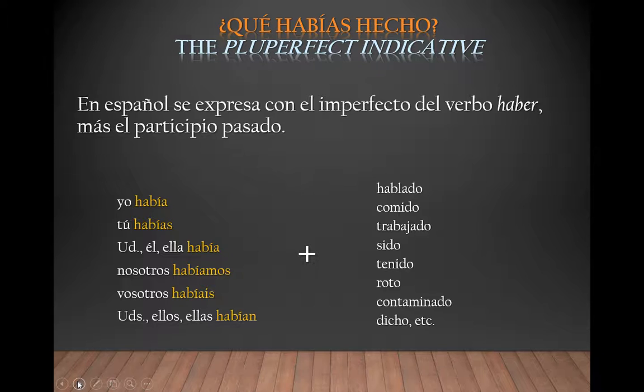Remember, ADO is the regular ending for AR, IDO is the regular ending for ER, IR past participles, and then there's some irregulars like you'll see roto there, dicho, but don't forget abierto, escrito, hecho, resuelto, and some other irregular past participles. So that's all you do is combine había on the left with a past participle to make what we call the past perfect or pluscuamperfecto.